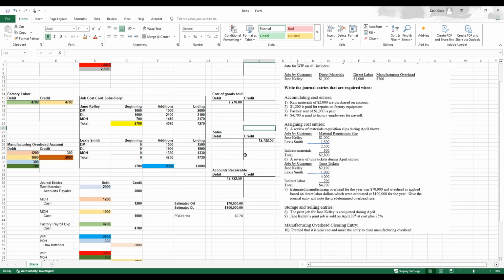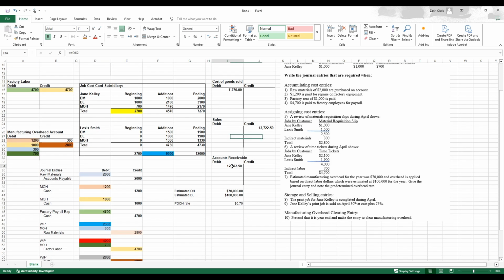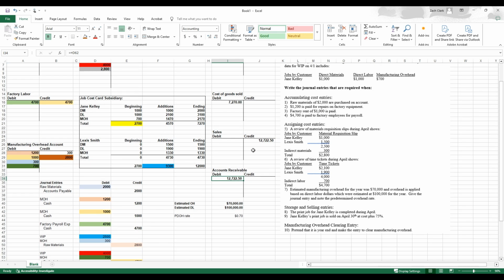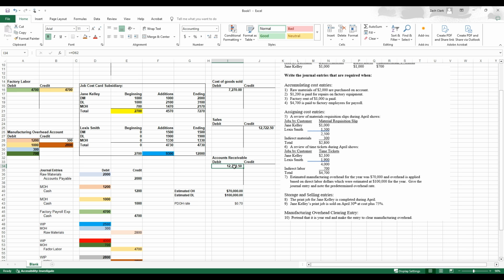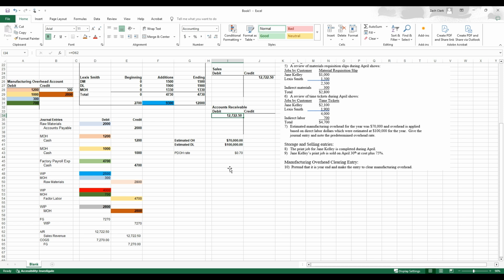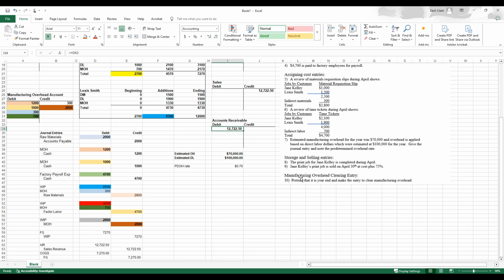Okay, just a couple more steps here in the process. So now we've kind of finished the completion, the costing, and we've sold that Jane Kelly job to her. We've got a receivable on the books that we're going to get cash later when she pays us for that amount. And the final thing we need to do here is the manufacturing overhead clearing entry.